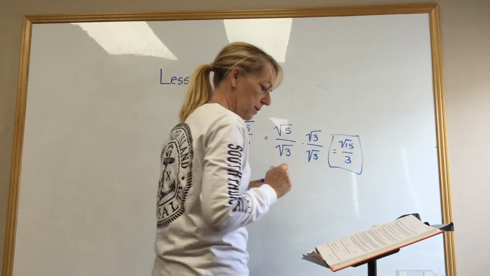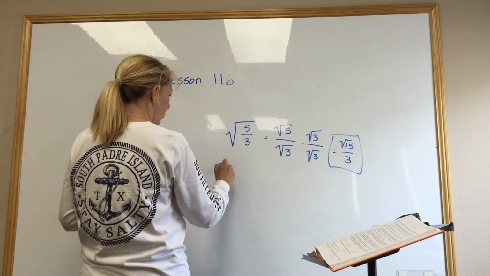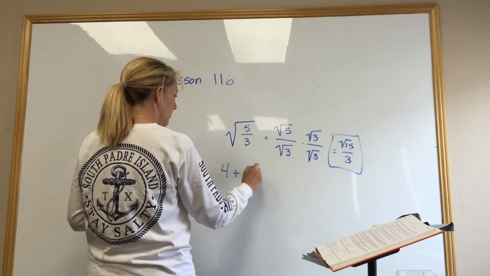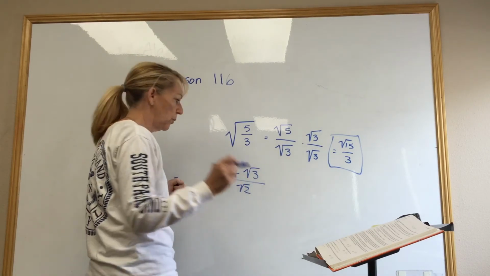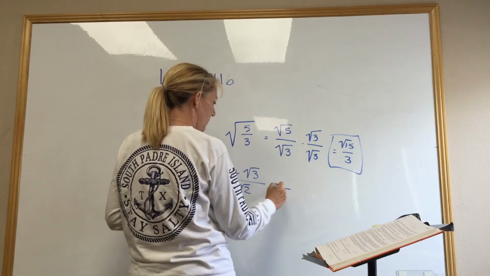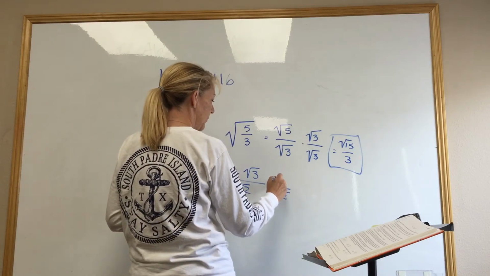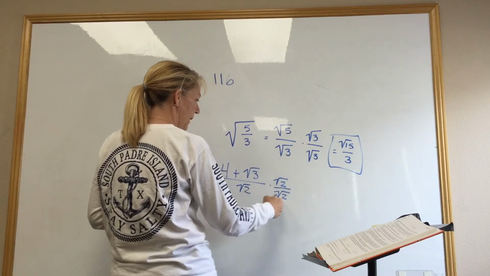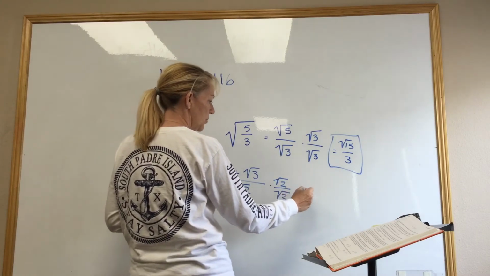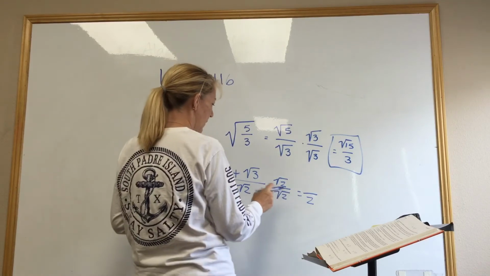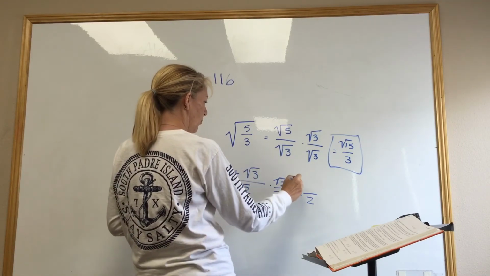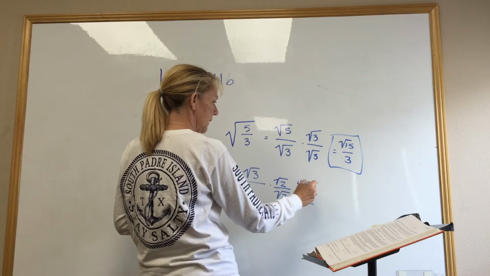So let's do another one. So if I have 4 plus the square root of 3 over the square root of 2. This is so simple. You just simply multiply the top and the bottom by whatever's on the denominator, and that would make that the square root of 4, which is 2. So basically it becomes just a 2. You get to take away the radical sign.